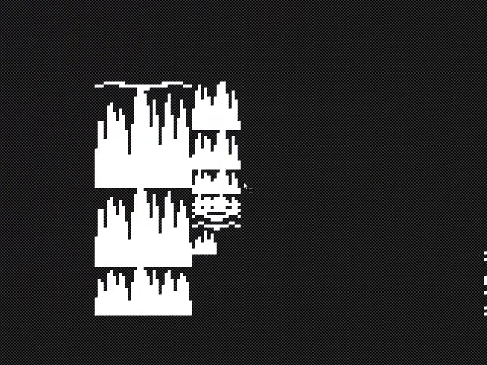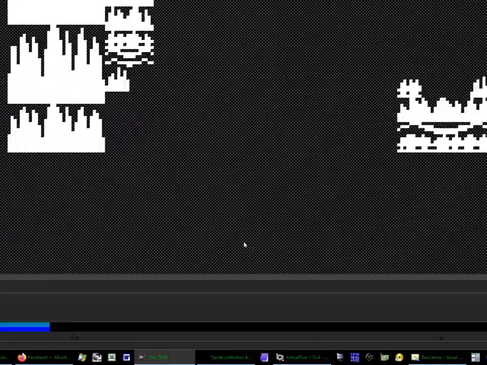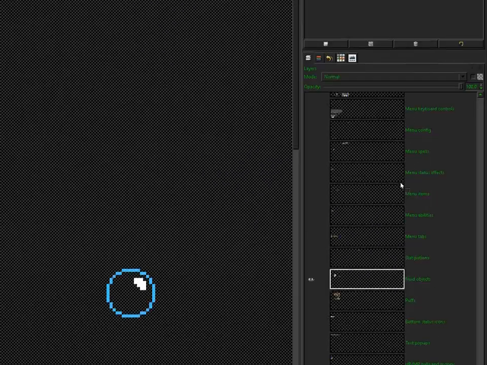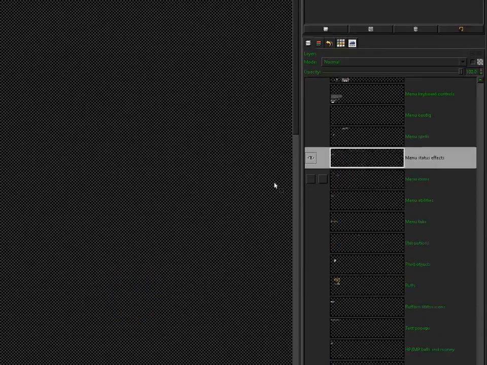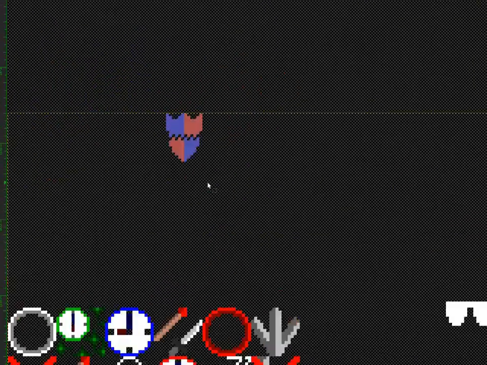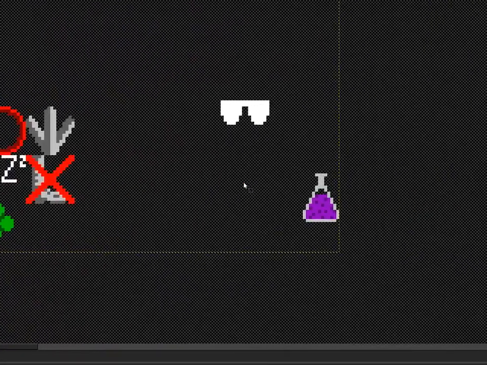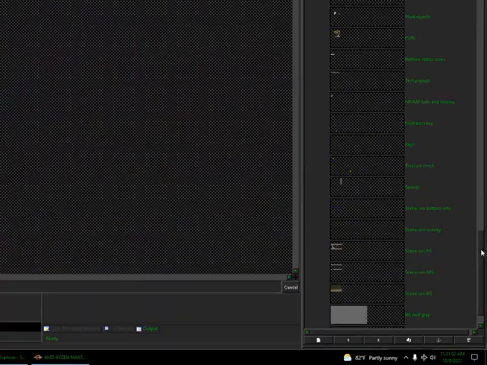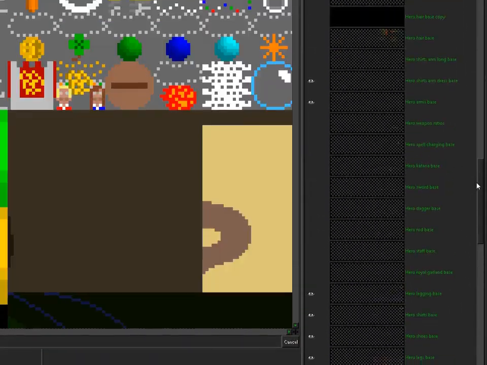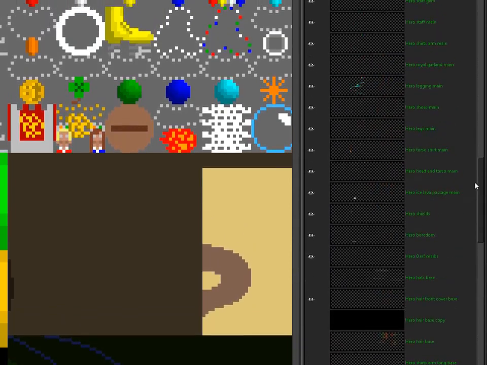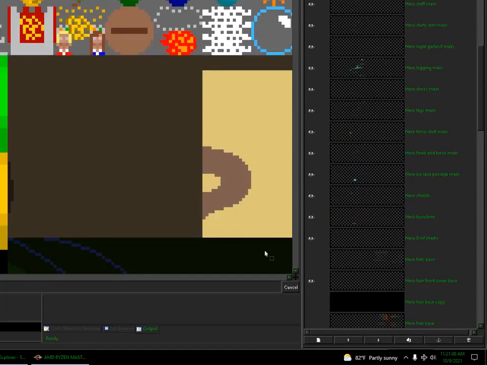If I want stuff involving the fluids, here's all the splashes, the balls, the bubbles, another bubble size. If I want all the status effects for the menus, I can just filter out accordingly. Makes things a lot easier to find. Of course, Control Z to bring everything back.